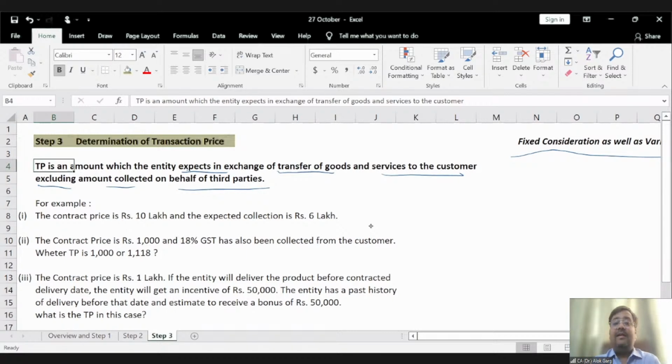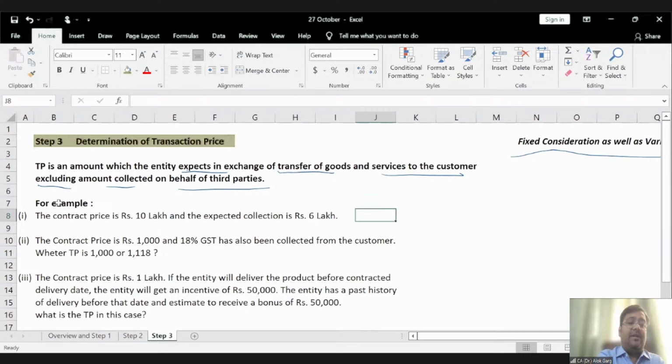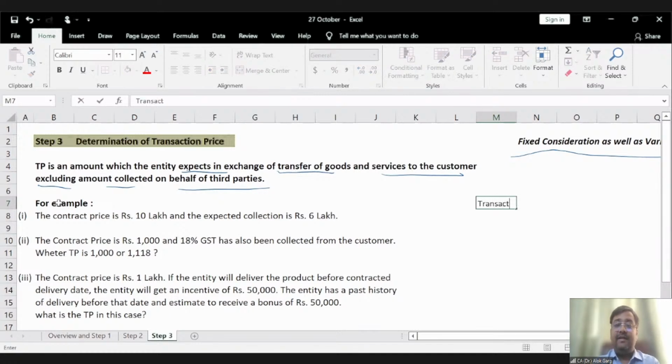First of all, let's say the contract price is rupees 10 lakh, and the expected collection is 6 lakh rupees only. What is the transaction price in this case? The contract price is 10 lakh rupees, but the entity is expecting to collect the consideration of 6 lakh rupees only. What is the transaction price in this case? 6 lakh, 10 lakh or some other number?